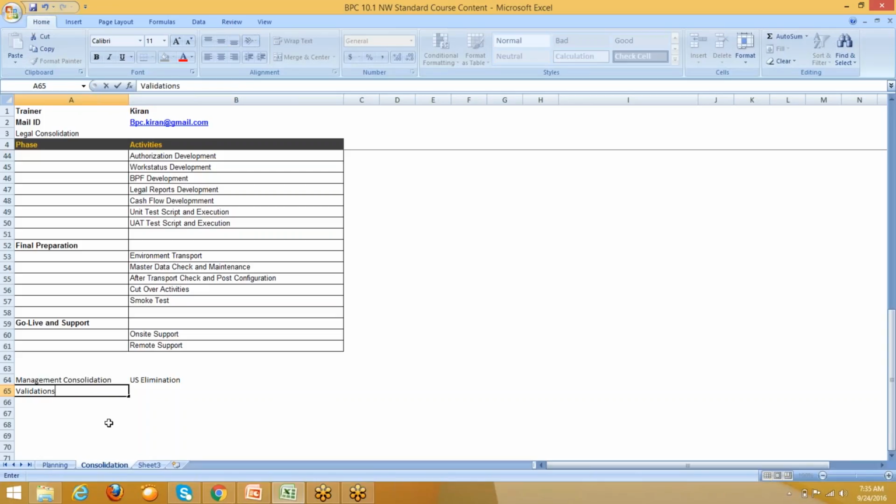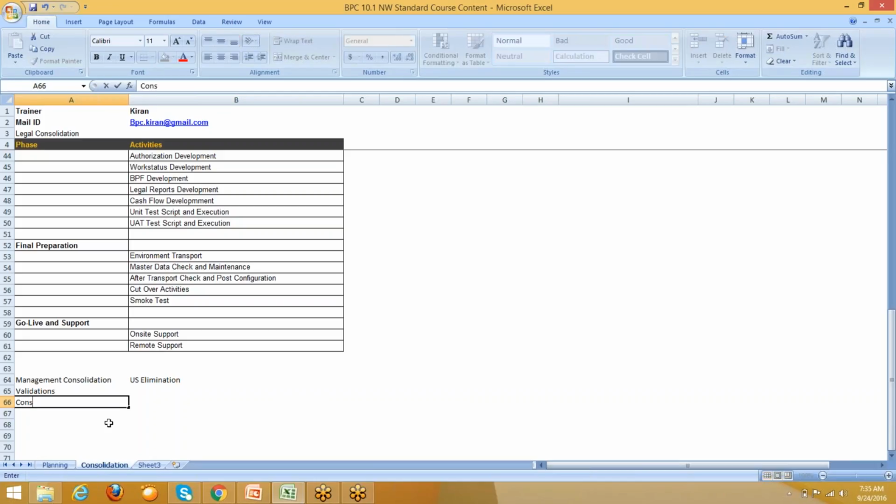Validations are basically whether your assets are matching with liabilities after consolidation, before consolidation, whether your retained earnings are matching with your net income or not, whether your depreciation is matching with the accumulated depreciation or not. These types of validations you can do, that we are going to discuss.